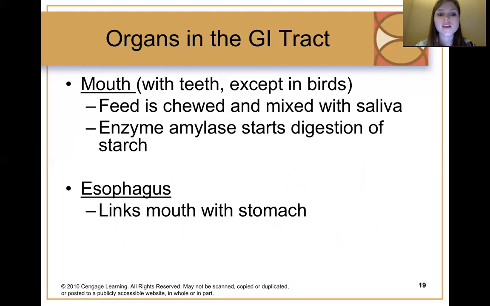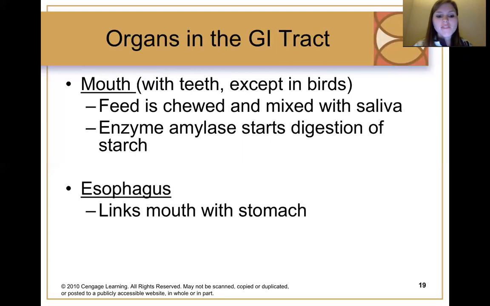They don't have teeth. They have a beak. So feed is typically chewed and then mixed with saliva. And the enzyme amylase starts the digestion of starch. So remember, amylase is responsible for starch digestion, and salivary amylase is that specific kind of amylase. So salivary amylase would be in the saliva, and it starts digesting starch. So as soon as you eat a piece of bread or anything with starch in it, it's already being somewhat digested in your mouth, just a little bit.